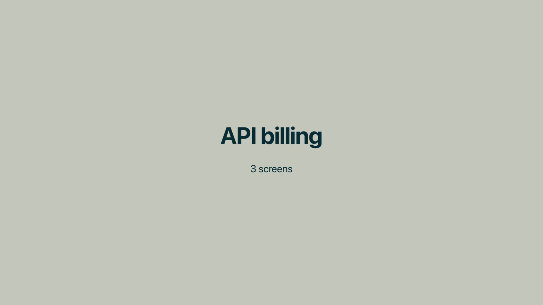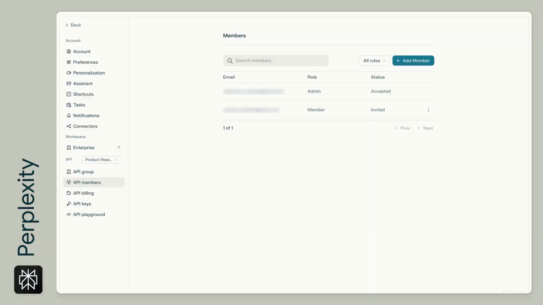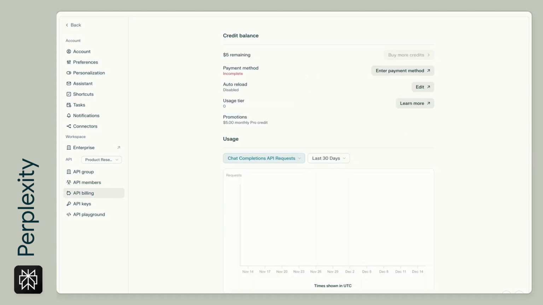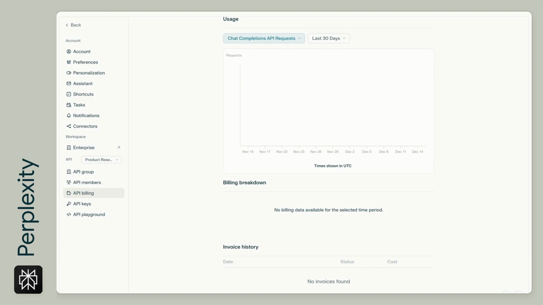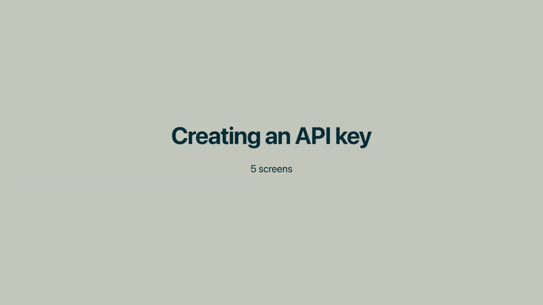Up next, let's discover how API billing works. View API members, then click API billing. Next, scroll to see billing details. Finally, update the date range for more information. Next up, let's take a closer look at creating an API key.